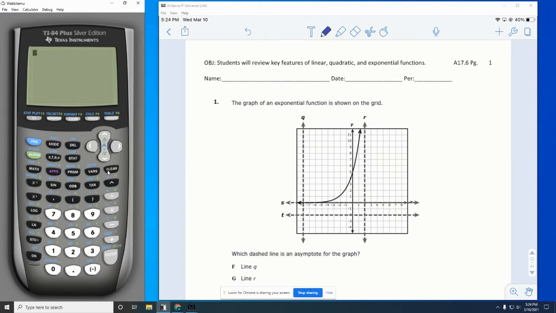This video covers the assignment 17-6. This day does not necessarily have a notes day per se, and so I'm just going to talk you through a couple of things on a couple of problems.